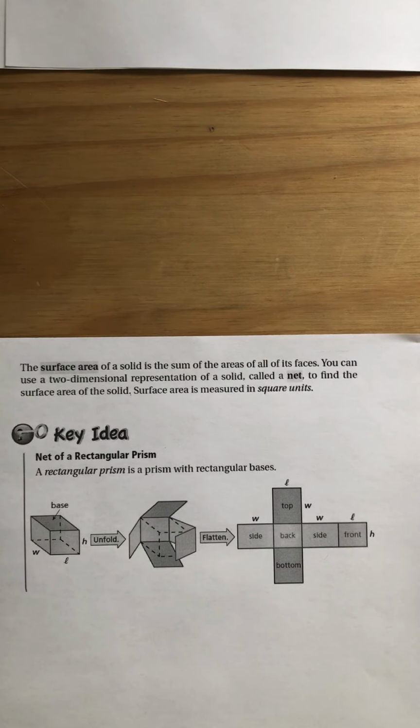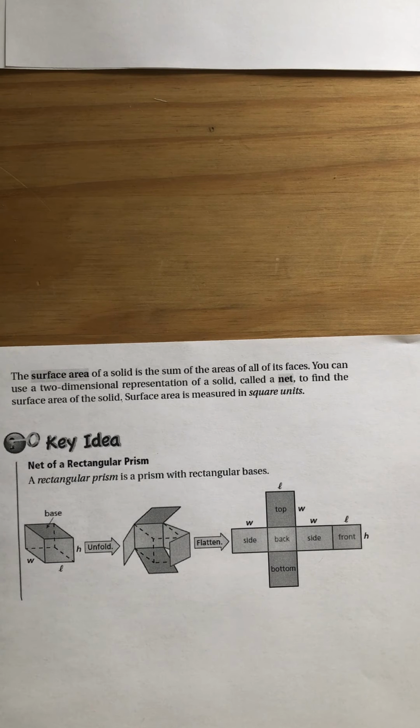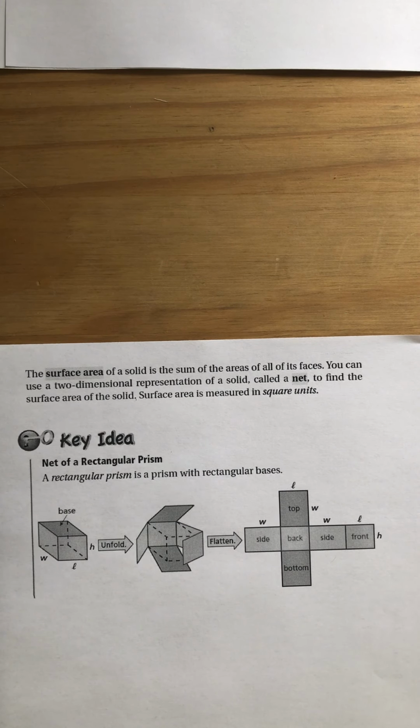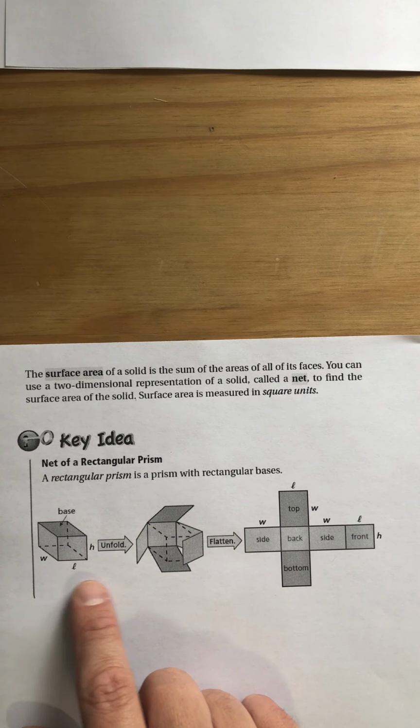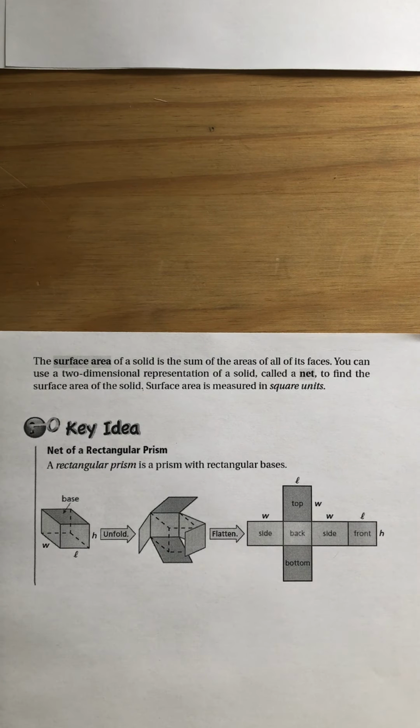It says the surface area of a solid is the sum of all the areas of its faces. You can use a 2-dimensional representation of a solid called a net to find the surface area of the solid. Surface area is measured in square units. So you can see they started with a 3-dimensional figure, they unfolded it, and created it.